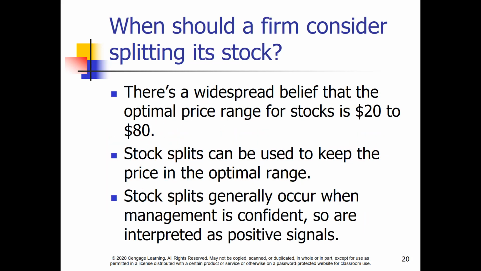As the slide says, there's a widespread belief that a price range of $20 to $80 is optimal for common stock. The thinking is that the average investor can handle a round lot, 100 shares, at $20 to $80. This is completely ignored by Warren Buffett's Berkshire Hathaway, up in the hundreds of thousands, Google, and many others. Stock splits are generally considered to be a positive signal, so though the stock price immediately declines, it may rise after the split as a reaction to increased investor confidence.